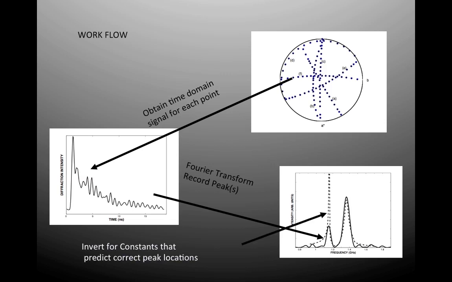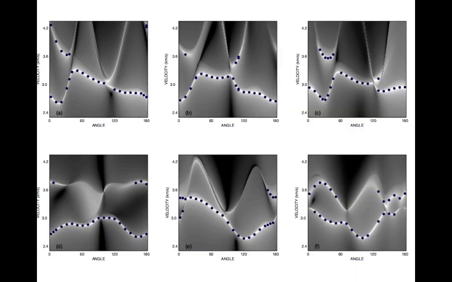So the process is inverting data to get constants. In other words, we can do a forward problem of given constants, we can predict what the data should be. We need to go backwards to predict what the constants are. And this is a representation of a complete data set for a single composition, 6 orientations, Rayleigh waves and pseudo-surface waves on each orientation. The grayscale background represents the amplitude calculated from the elastic Green's function.